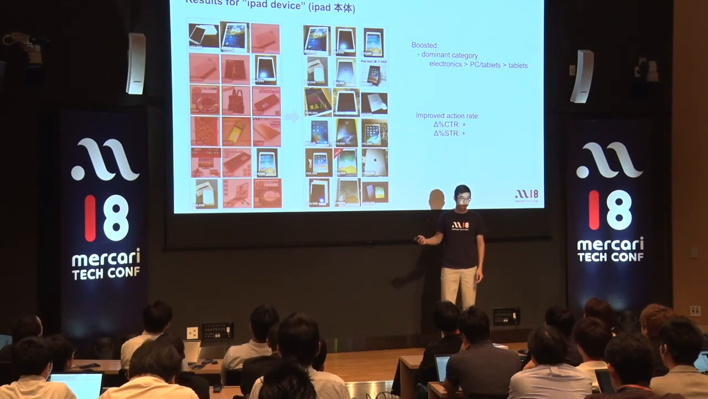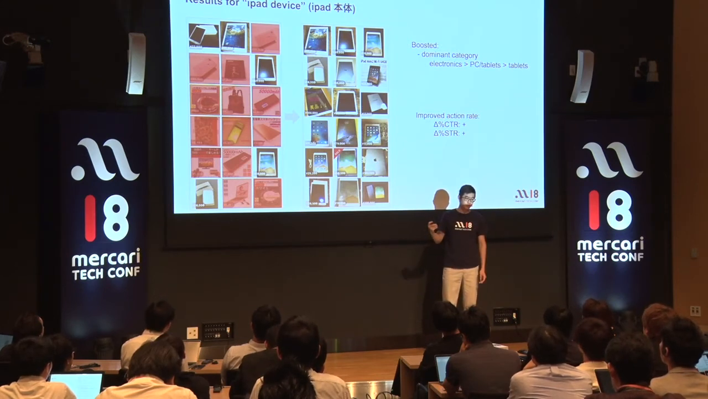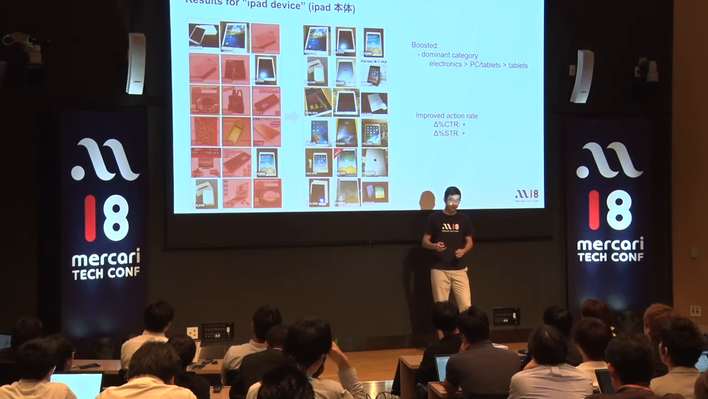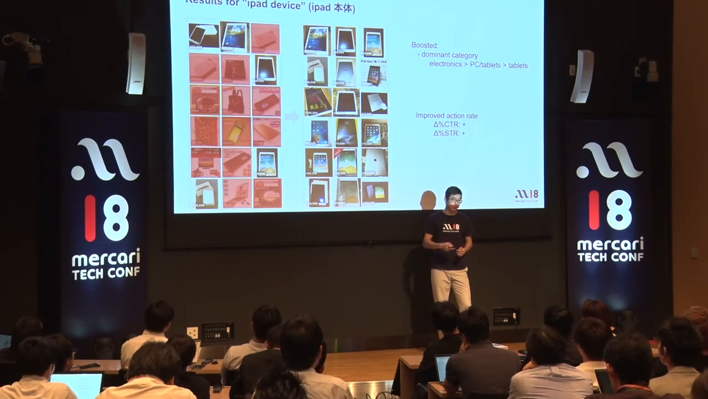And now I'm ready to show you the results for the same keyword, iPad device. As you can see, the search result got cleaner in the newer search result. And we got it by boosting the key parameter, that is, as I mentioned, tablets. And we also saw an improvement in action rate. That is, users click more items from the search result, and they purchase more items from the search result.